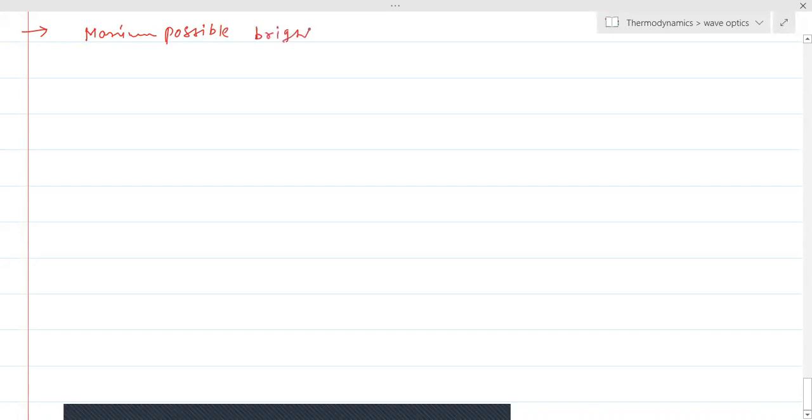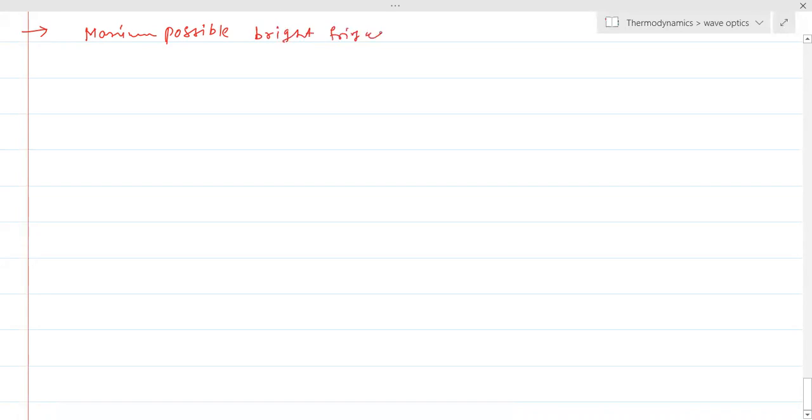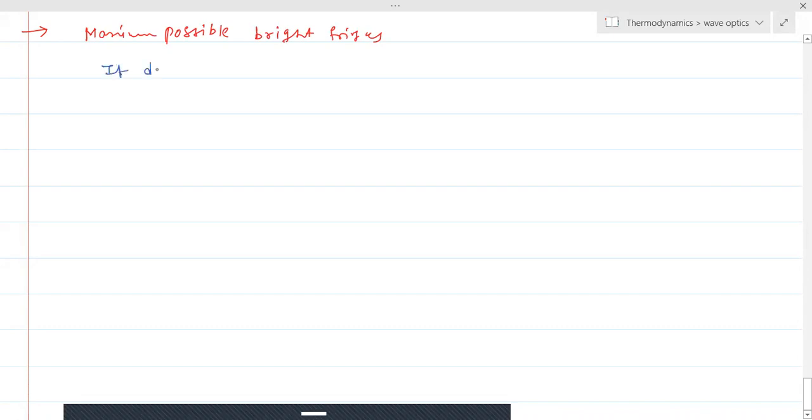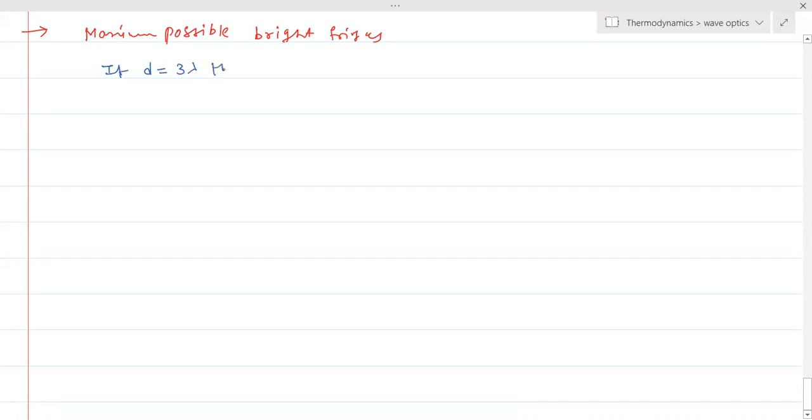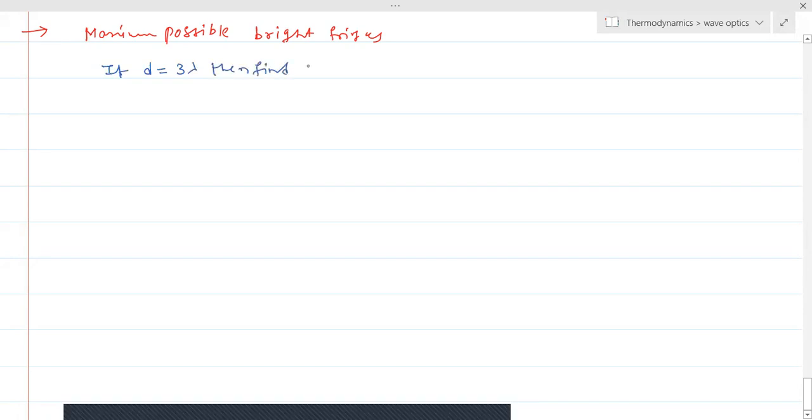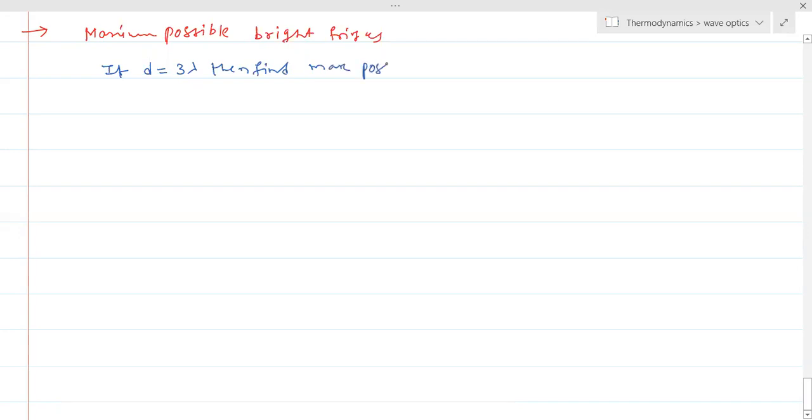Next we will discuss the maximum possible brightness. Questions are framed like this: in YDSE, if d is equivalent to 3 lambda, then find the maximum number of possible bright fringes.